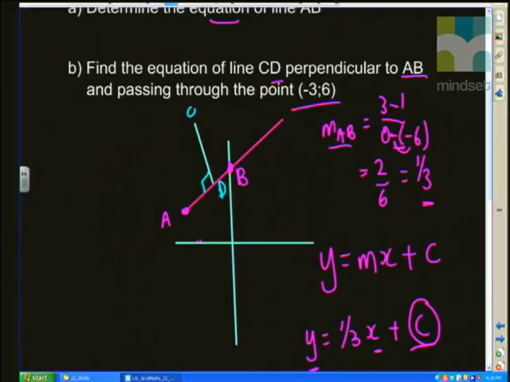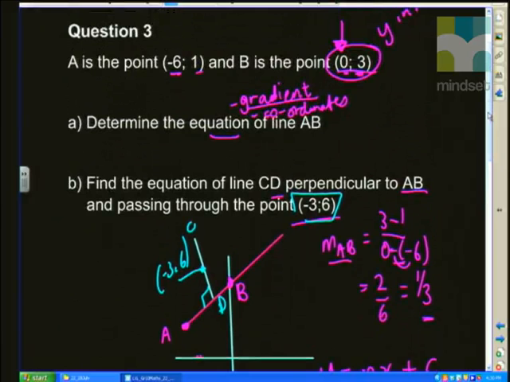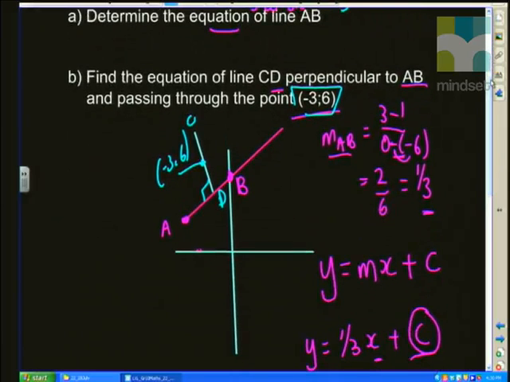Okay, they give us a point. They give us that this line is passing through x is minus 3 and y is 6. So let's just say that's somewhere there. That's a point on the line. That's minus 3, 6. They want us to find the equation of CD. Remember, you're finding the equation of the straight line. You need a gradient. You need a set of coordinates. You've got the coordinates. You don't have the gradient. So how do you find the equation of this line that's now perpendicular to another line?